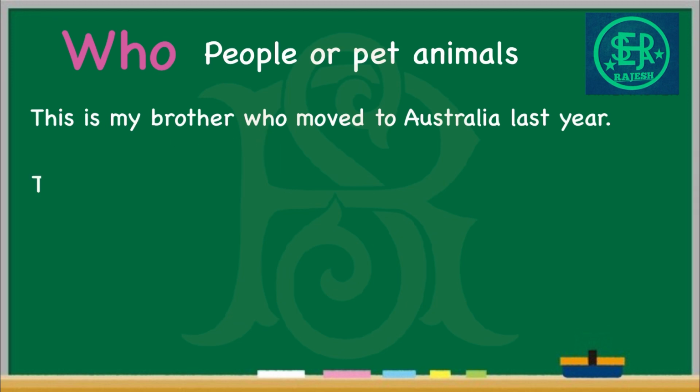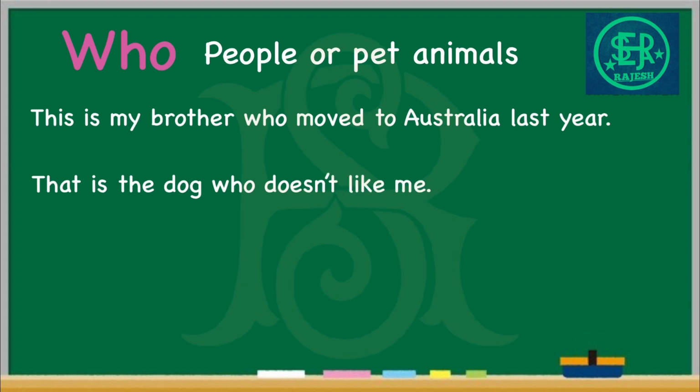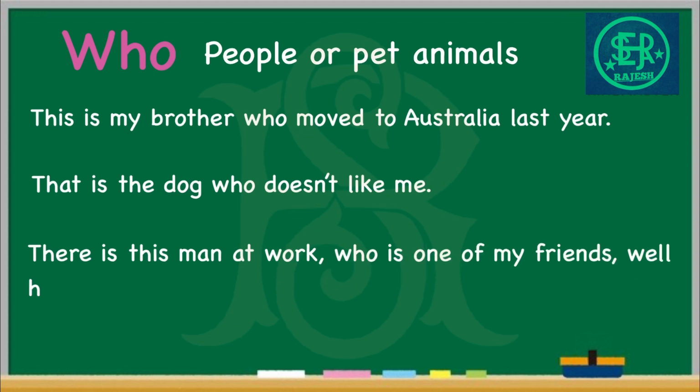Next example. That is a dog who doesn't like me. This is a defining relative clause. Here the relative pronoun who refers to a pet animal, the dog. Next example. There is this man at work who is one of my friends. Well, he has never been on a train. This is a non-defining relative clause and the who refers to this man at work.